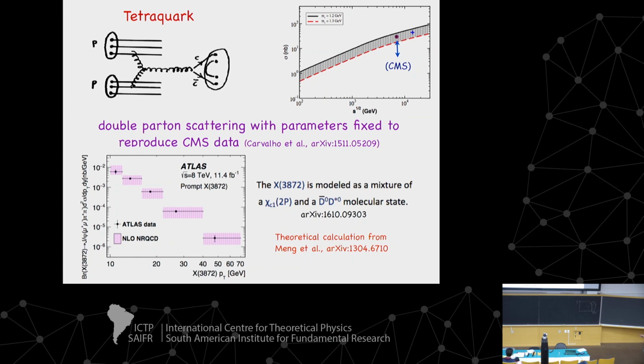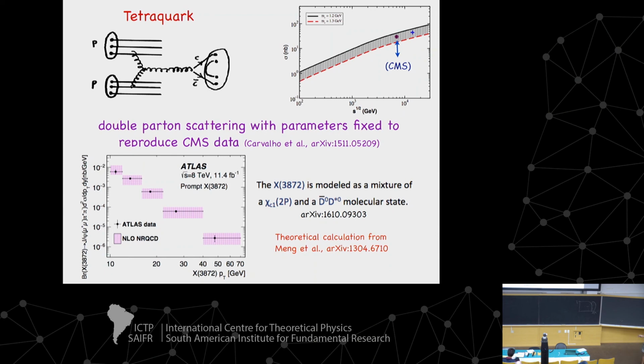measurement here, and these are the ATLAS data for the X prompt production in pp collisions. We can see that the data can be very well explained by this non-relativistic calculation using next-to-leading order. However, to be able to do this calculation, what they are supposing is the X is not only a molecular state, but a mixture between a normal c c-bar state and a molecular state. So these theoretical calculations are based on this paper.